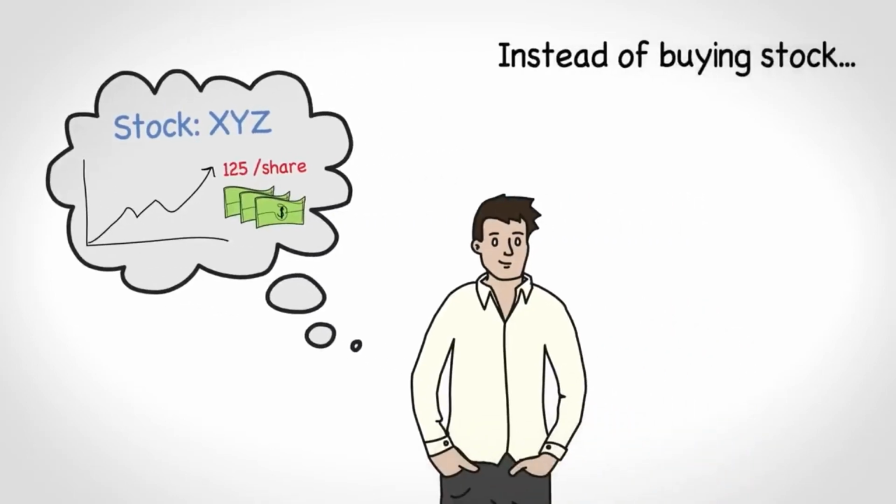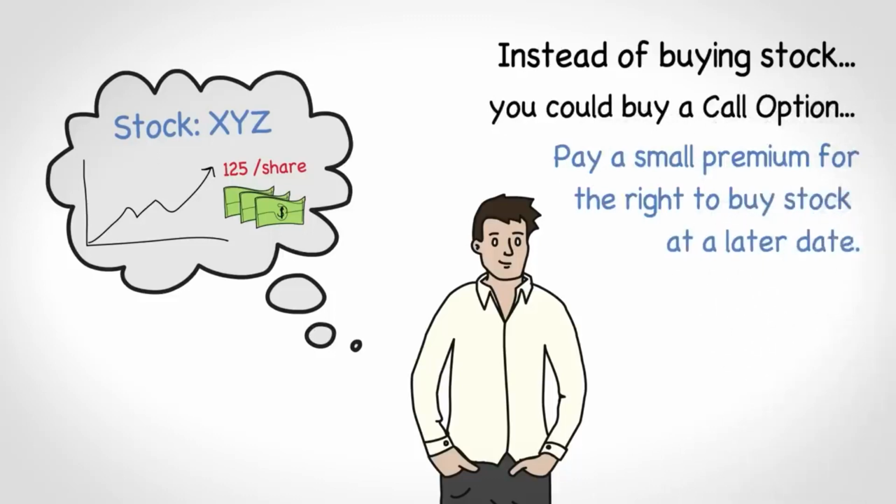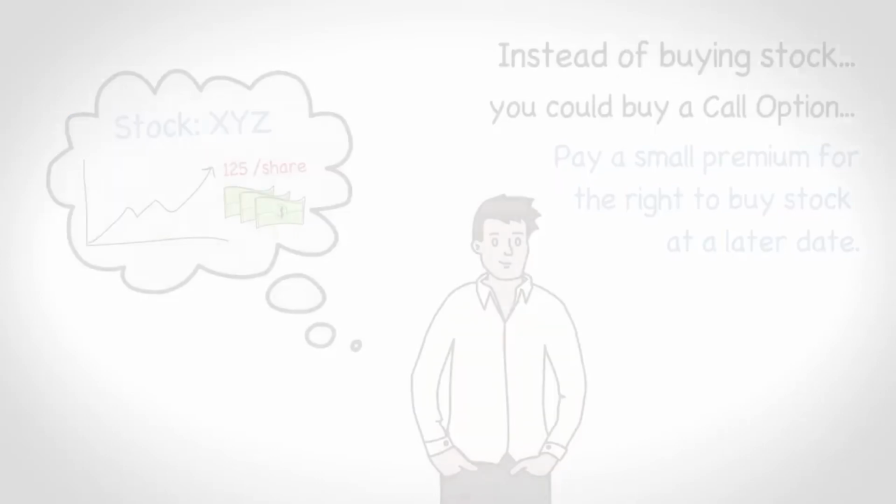What you could do instead is you could buy a call option. This would allow you to pay a small premium for the right to buy shares at a later date if perhaps you are correct about the stock and the price goes higher. So let's look at a real example.